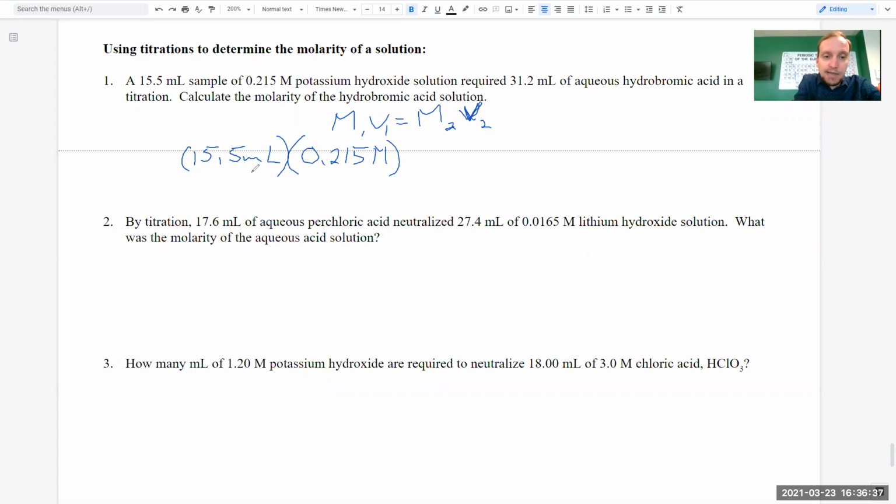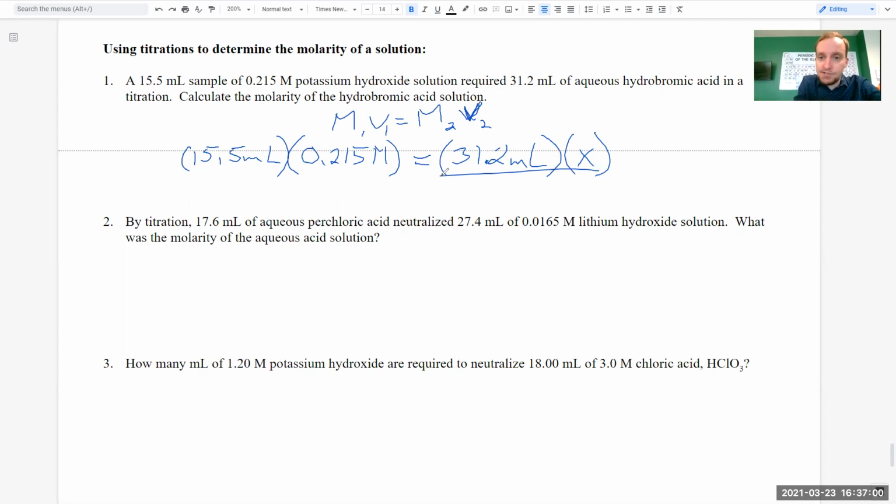Again, notice I also didn't really care that I put my volume in front of molarity. You guys know from watching my videos, when you multiply two numbers together, the order makes no difference. On the right side, for our acid solution, it required 31.2 milliliters of the acid. And again, what we don't know is our final molarity, or M2.